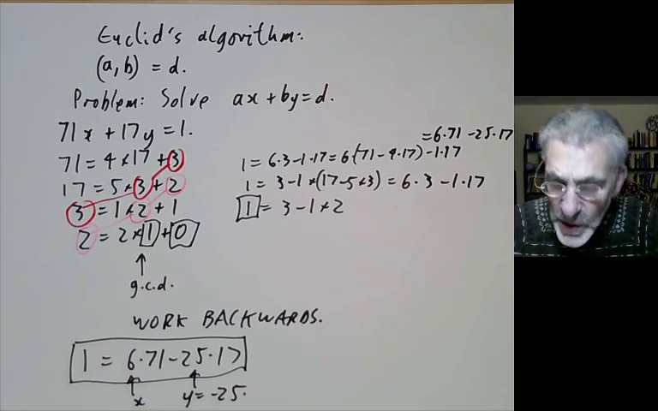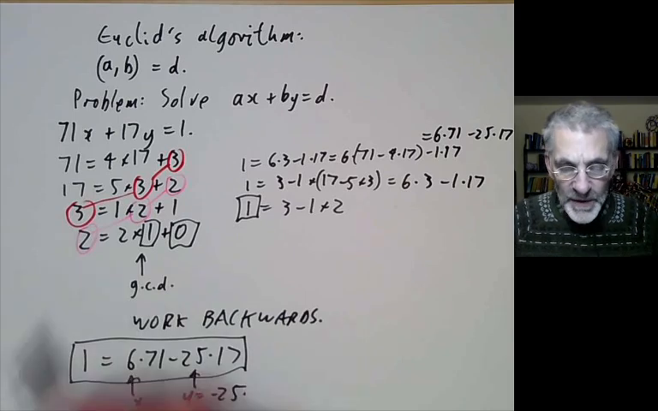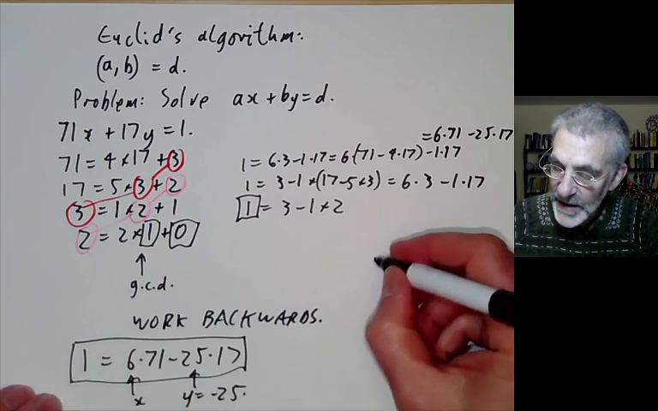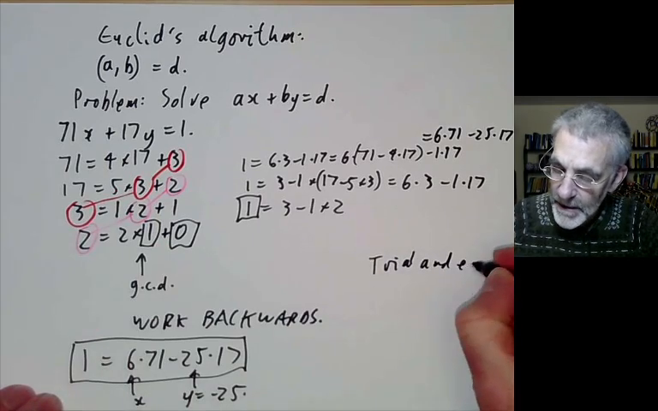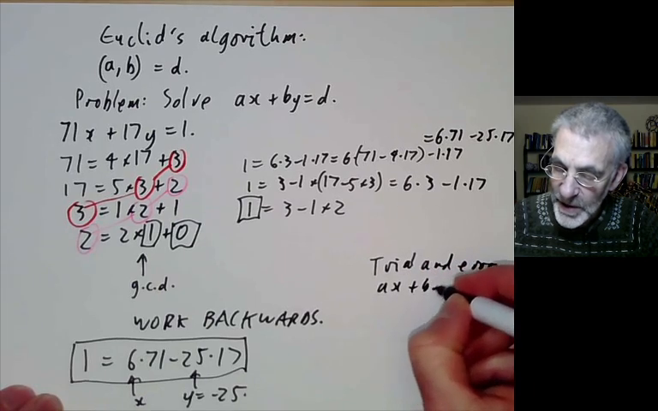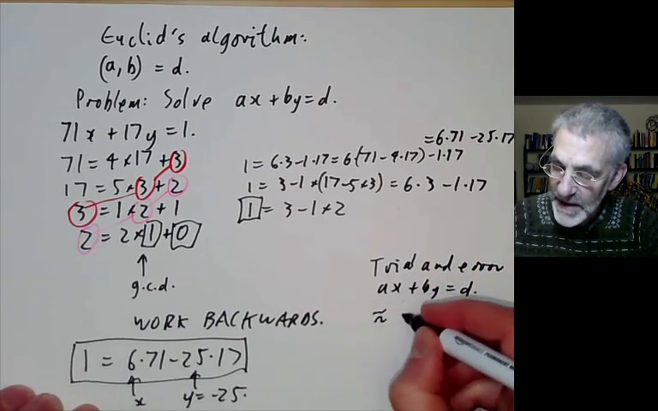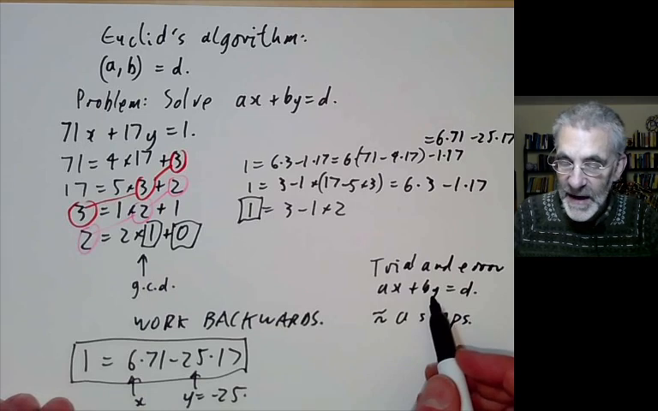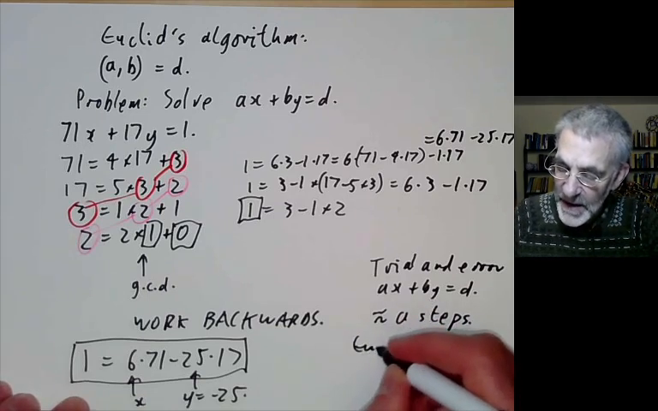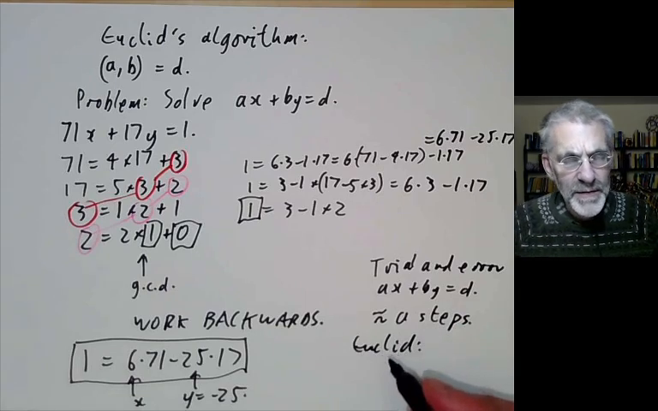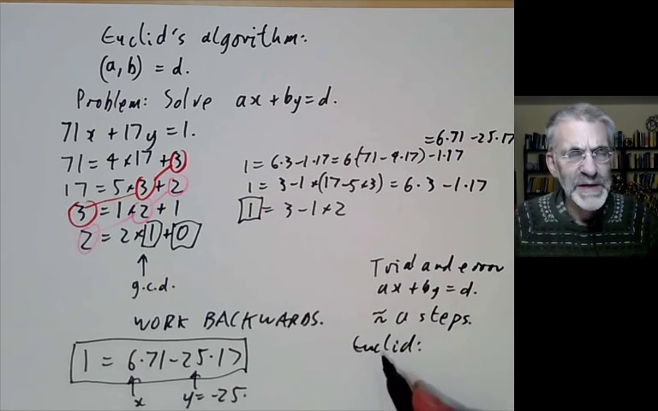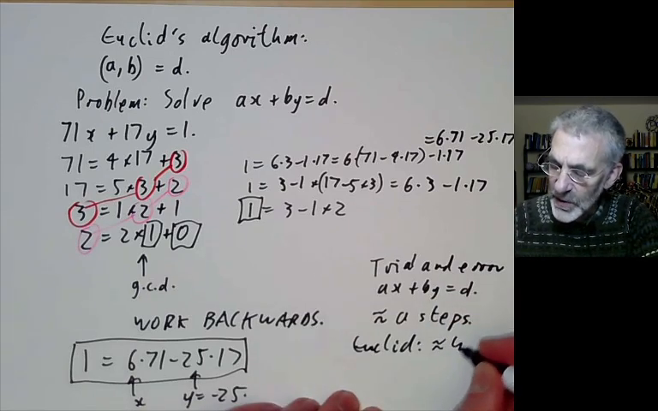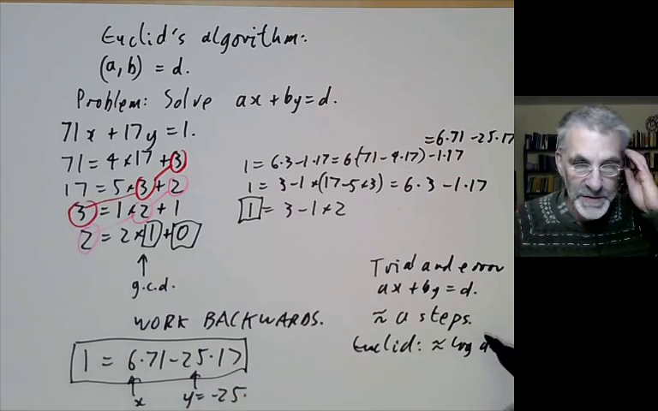Of course, we could solve this by trial and error, but we notice that solving it by trial and error is going to be very much longer. So if we take trial and error, trying to solve ax plus by equals d, this might take approximately a steps, because we have to try out y being all the numbers from 0 to a. However, if we're using Euclid's algorithm, we saw earlier that Euclid's algorithm takes the number of steps as at most a logarithm of the numbers we're working with. So this will take approximately log of a steps, times some constant.